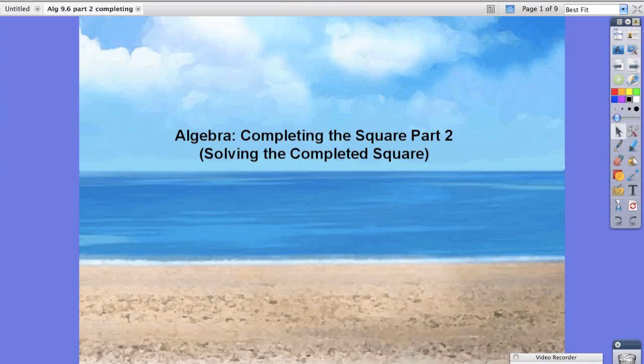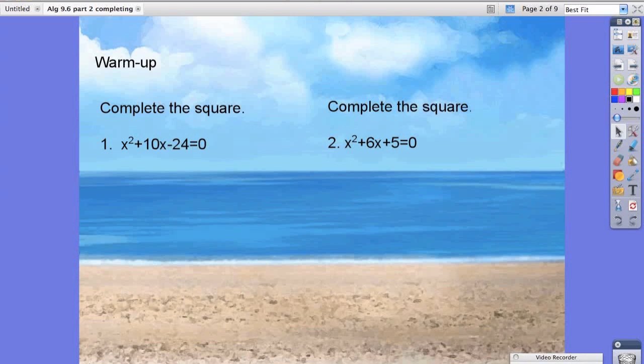Hello students, today in your algebra class you're going to be working on completing the square part 2, which in this case would be solving the completed square. So before we begin, let's try a couple quick practice problems. This would be a really good time for you to pause your screen and try working these problems out. Hopefully you've paused your screen and you're now coming back to check your answers.